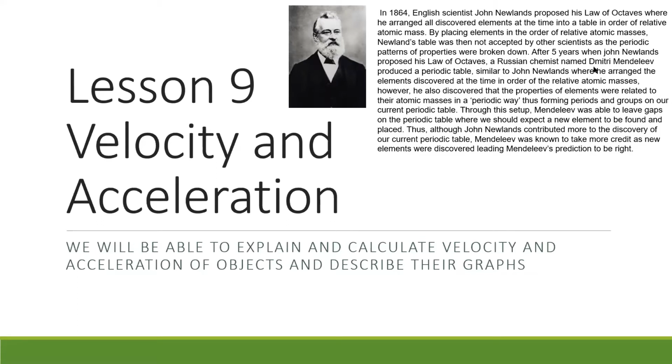After 5 years, a Russian chemist named Dmitri Mendeleev produced a periodic table similar to John Newlands' when he arranged the elements discovered at the time in order of relative mass. However, he also discovered that the properties of elements were related to their atomic masses in a periodic way, thus forming periods and groups on our current periodic table. Through this setup, Mendeleev was able to leave gaps in the periodic table where we would expect a new element to be found.